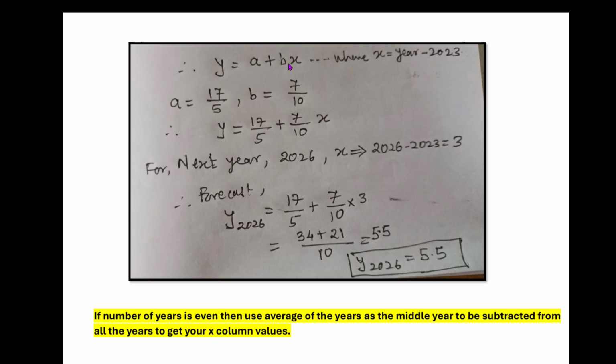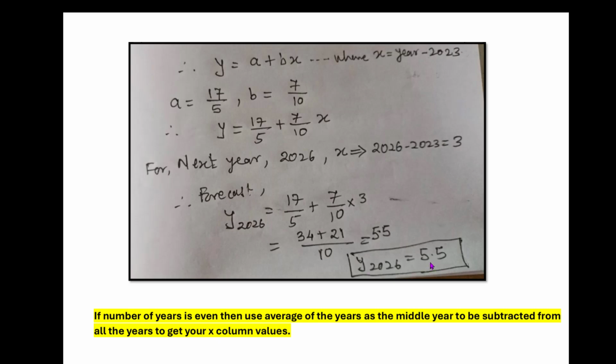Because what I have done, x equal to year minus 2023, my sigma x became 0, and that is why this equation could be easily derived. Now I will use this equation to find my next year's demand. So my next year is 2026. For that my x will be 2026 minus 2023, so it will be 3. So x is 3. I will put this in this equation and I will get the forecast demand for 2026 to be 5.5.